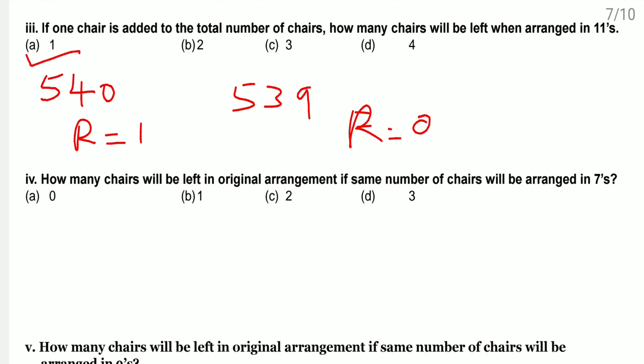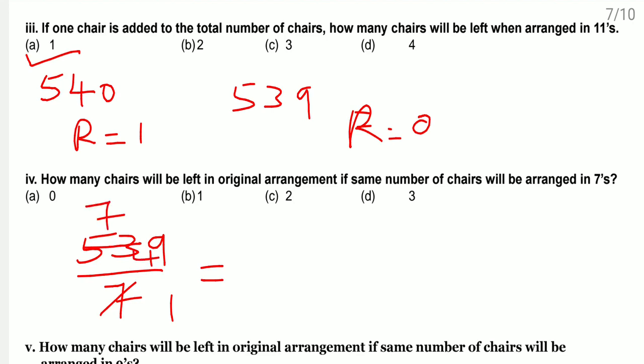Now the fourth one. How many chairs will be left in the original arrangement if the same number of chairs are arranged in 7s? That means 539 chairs are there. If we arrange them in groups of 7, let us see what the remainder is. 7 1s are 7, then 7 7s are 49. So 4 is remaining, 7 7s are 49. No remainder is left. The remainder is 0, right? So 0 chairs are remaining.